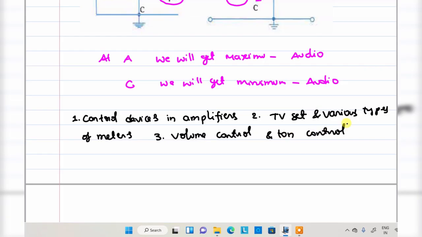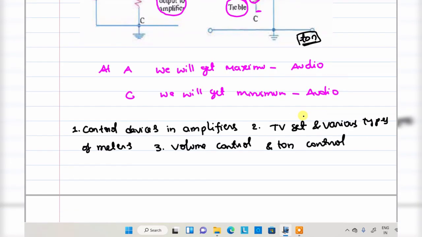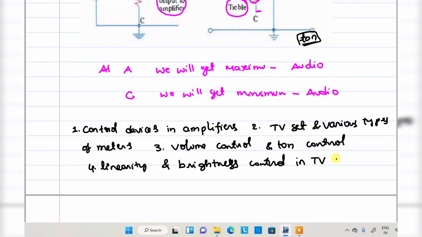Just now I mentioned this is a tone control circuit, right? We can control the tone of the particular volume. We can use the potentiometer, as well as balance control and linearity and brightness control. Linearity and brightness control in TV receivers.